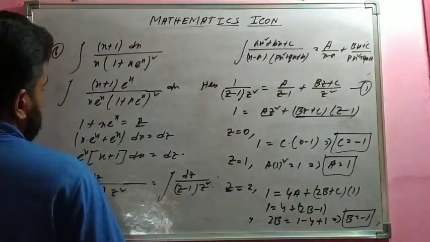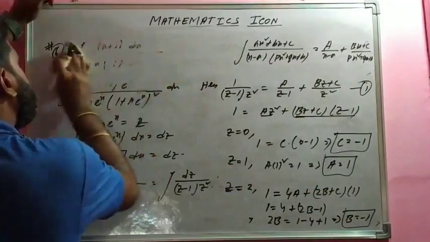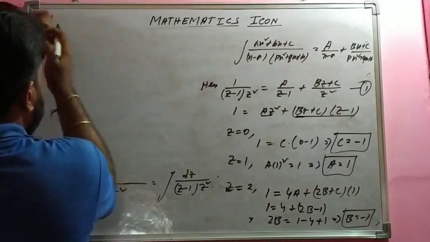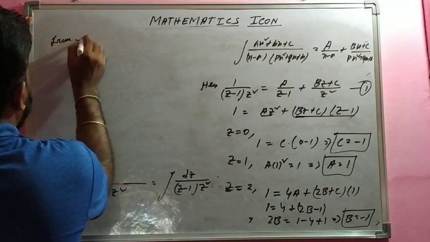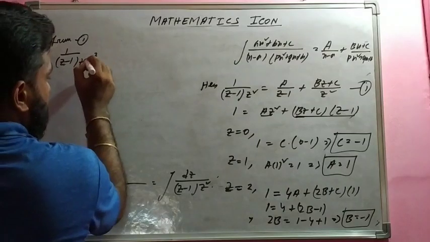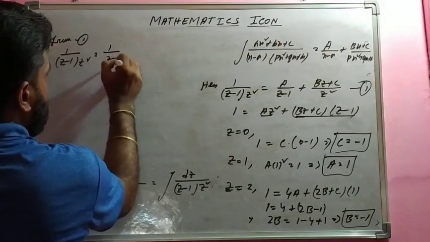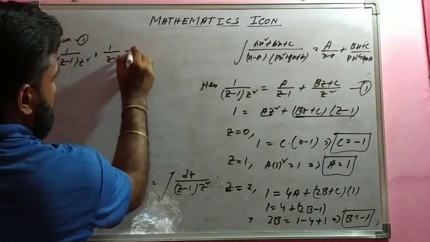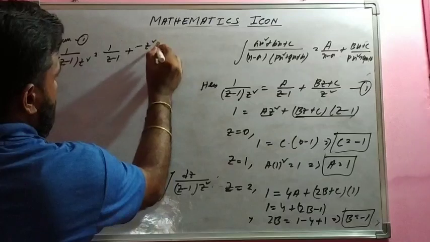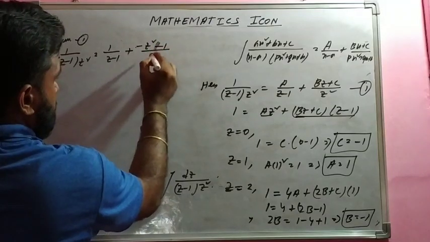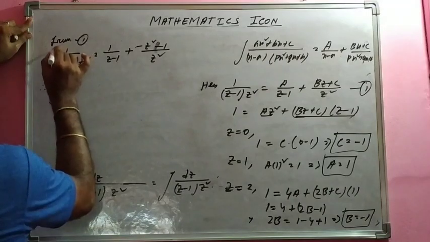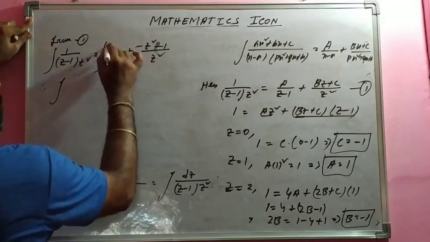Now you can substitute these values in this expression. So from 1, just you can use the values as well. 1 by z minus 1 into z square equals to a by, a means what? 1 by z minus 1, and b means minus 1 by z, and c means minus 1 by z square. So now इंटीग्रेशन इसके जगह में ये होगा, है कि नहीं?